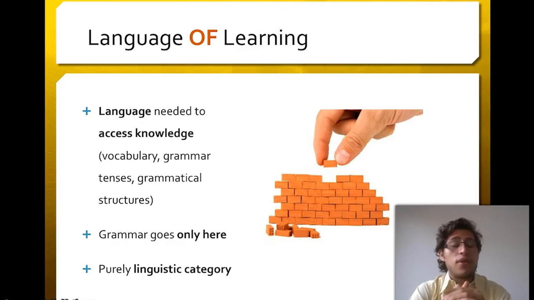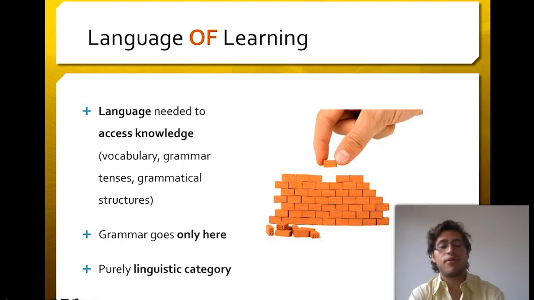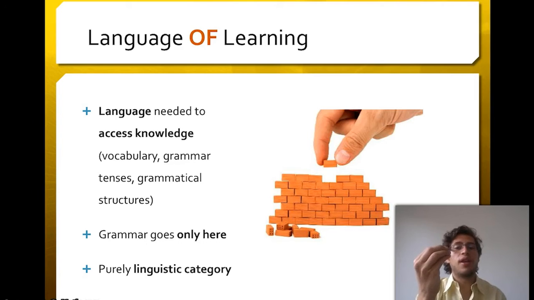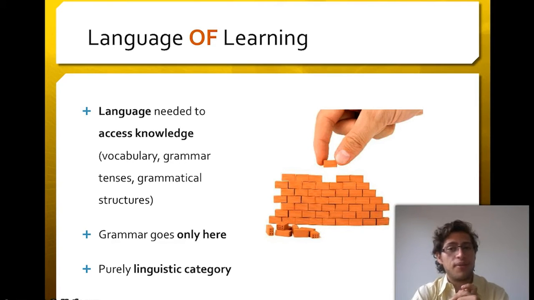Okay, so language of learning is about the language that students need to access knowledge. Students need vocabulary, students need grammar, tenses, students need grammatical structures. So what are those little pieces of language that students need to have in order to be able to build progression in language use, in language practice, but also in content understanding? Because as we saw before, we linked language learning to content learning. So here we really need to be clear on something.